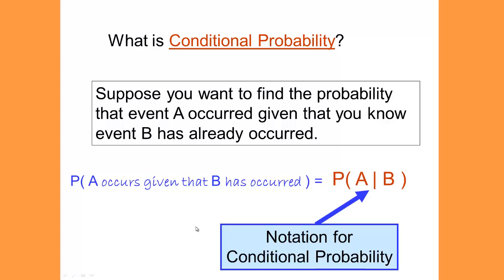Here is our notation for conditional probability. It is P, then parentheses A, then a slash, a line. Sometimes it's slightly taller and sometimes it's slightly thicker, and then the B. And it's always read, given that B has occurred.